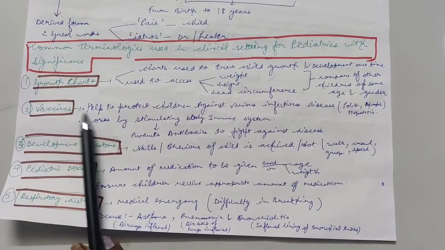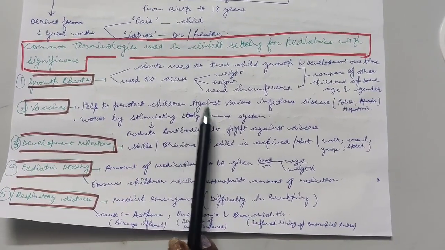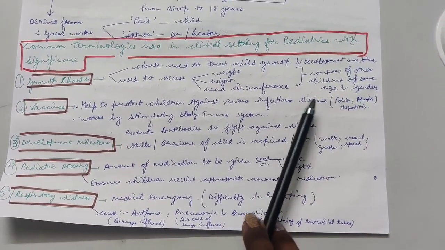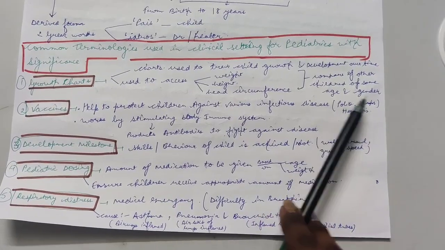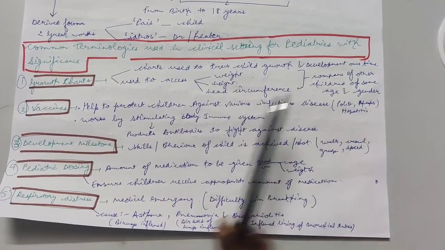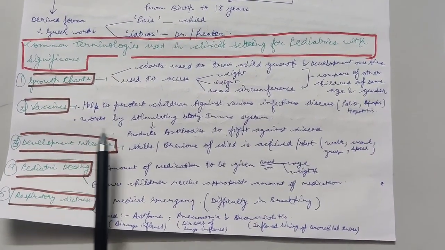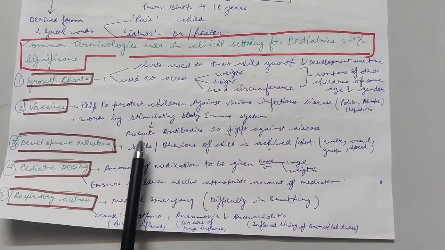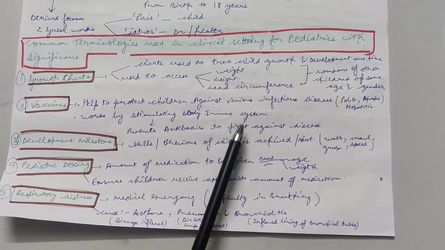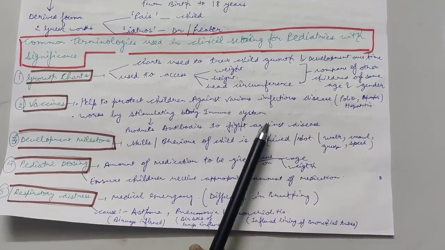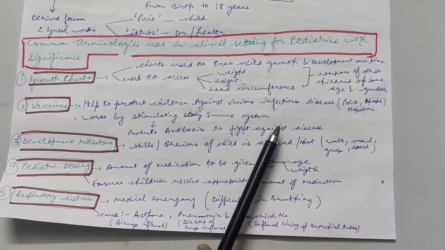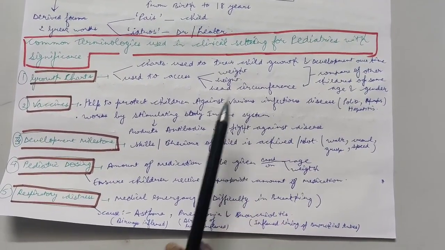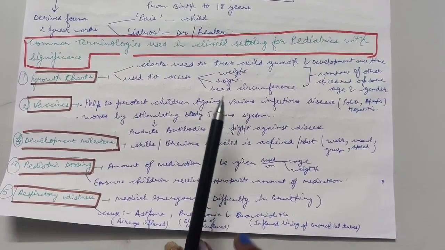Second, vaccine. Vaccines help to protect children against various infectious diseases like polio, mumps, hepatitis, etc. What is the work of the vaccine? It stimulates our immune system and provides antibodies to fight against the disease. Whenever any disease occurs, vaccines help to fight against it.